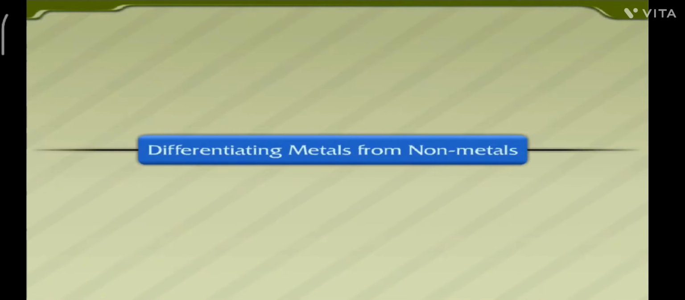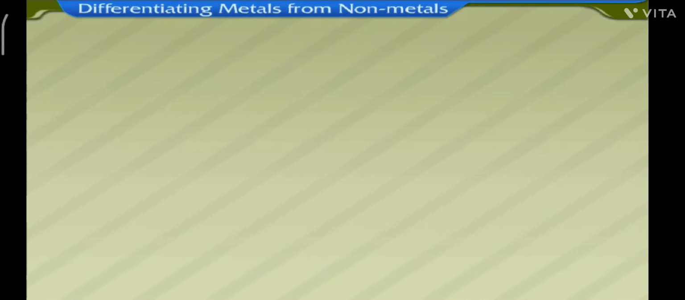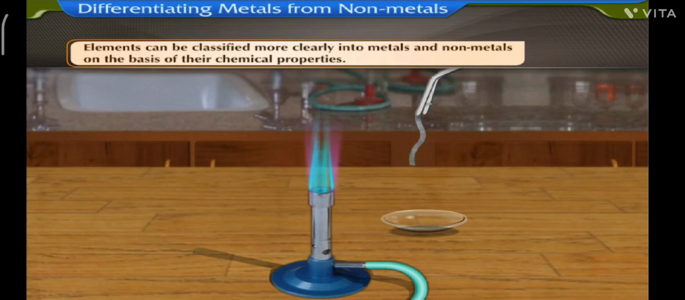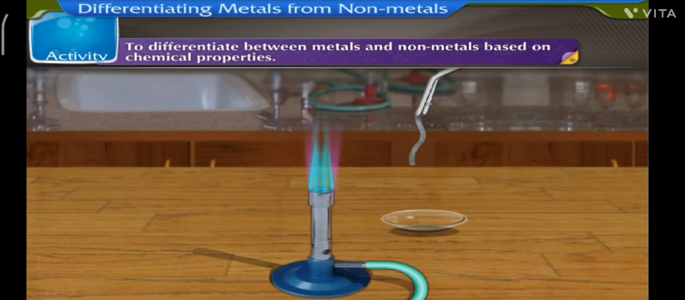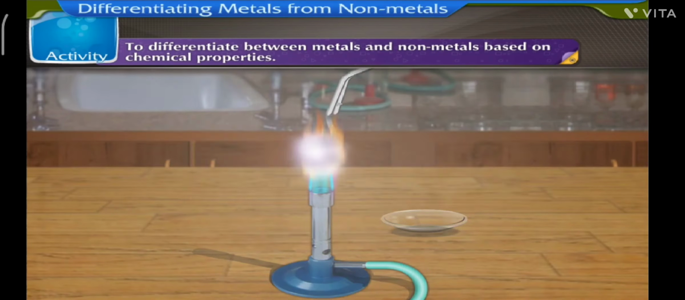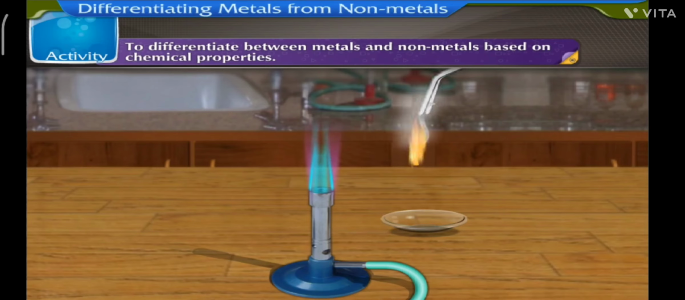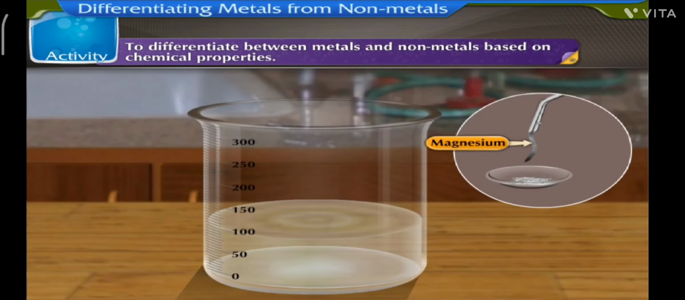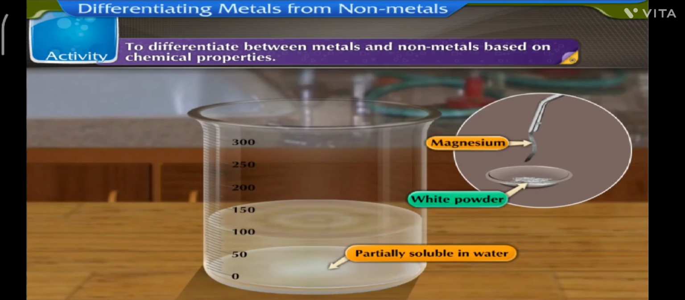Differentiating metals from non-metals. Elements can be classified more clearly into metals and non-metals on the basis of their chemical properties. Let us begin with an activity to differentiate between metals and non-metals based on their chemical properties. Heat a magnesium wire. What do you observe? The magnesium wire burns vigorously in air, producing a bright light and a white powder of magnesium oxide. Dissolve the white powder in water. The white powder formed in the case of magnesium wire is partially soluble in water.